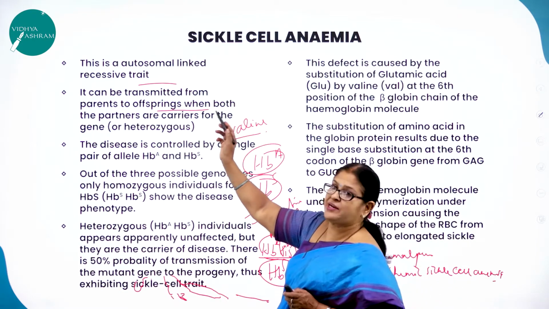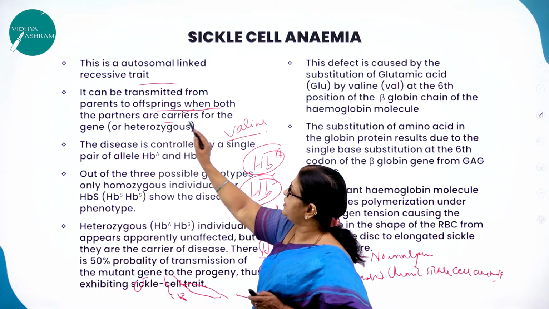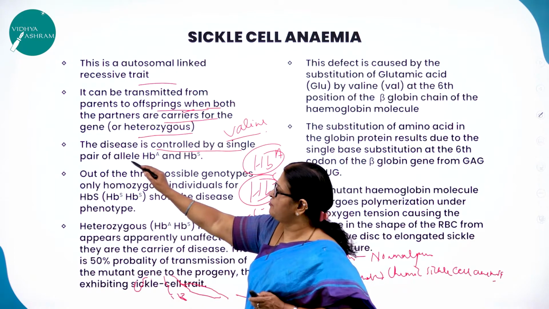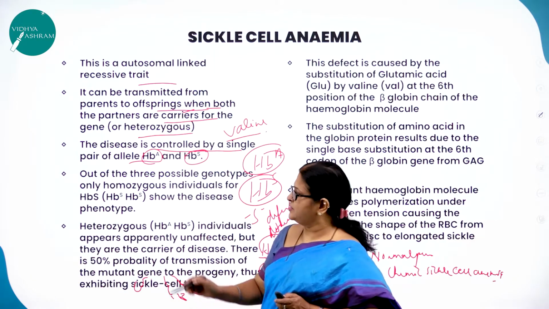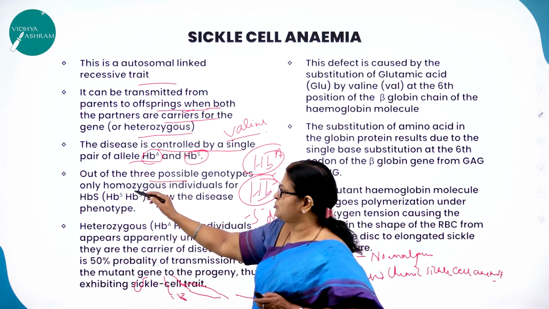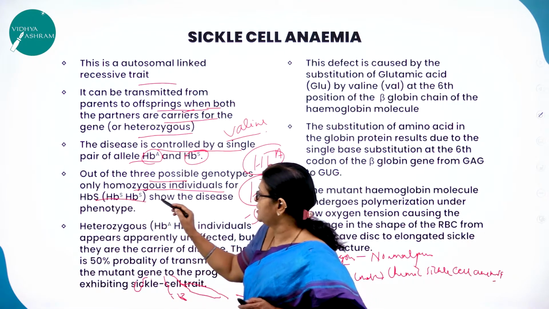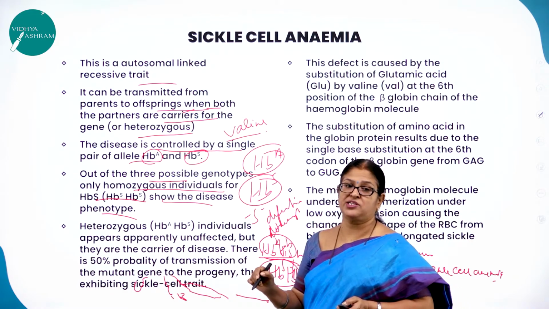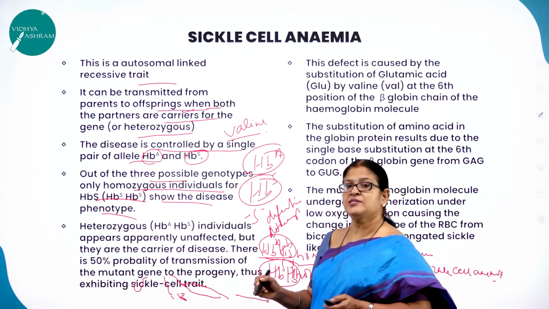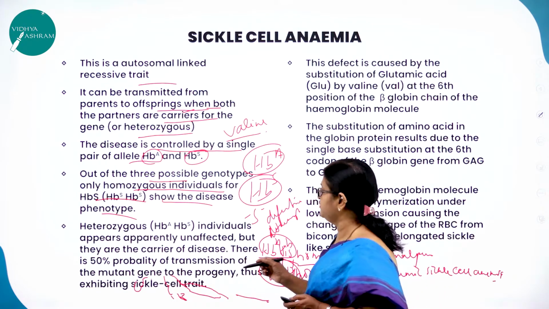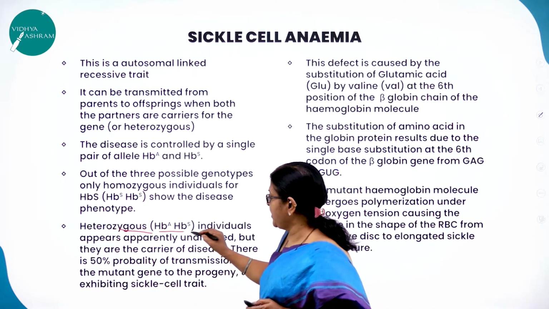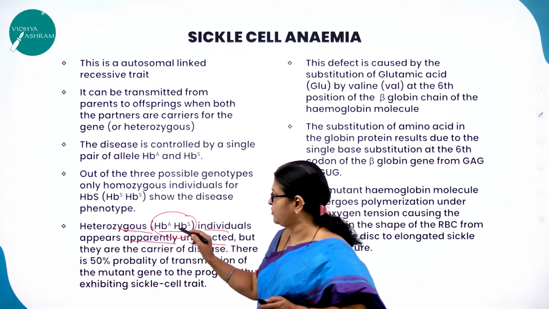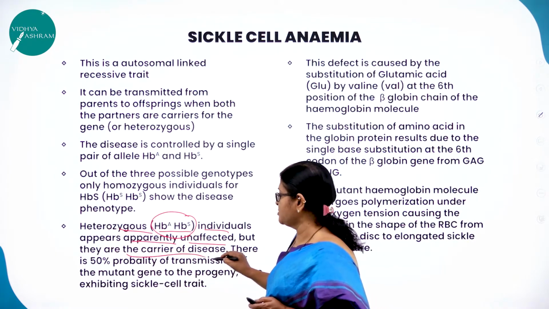As I said, it can be transmitted from parents to offspring when both the partners are carriers, that is heterozygous. The disease is controlled by a single pair of alleles called HbA and HbS. Out of 3 possible genotypes, only homozygous individuals for HbS show the disease phenotype. If HbS occurs in homozygous condition, then the chances of the person having sickle cell anemia is quite possible. Heterozygous HbA, HbS individuals appear apparently unaffected. Here you can see one is HbA and one is HbS. They are the carriers of the disease.